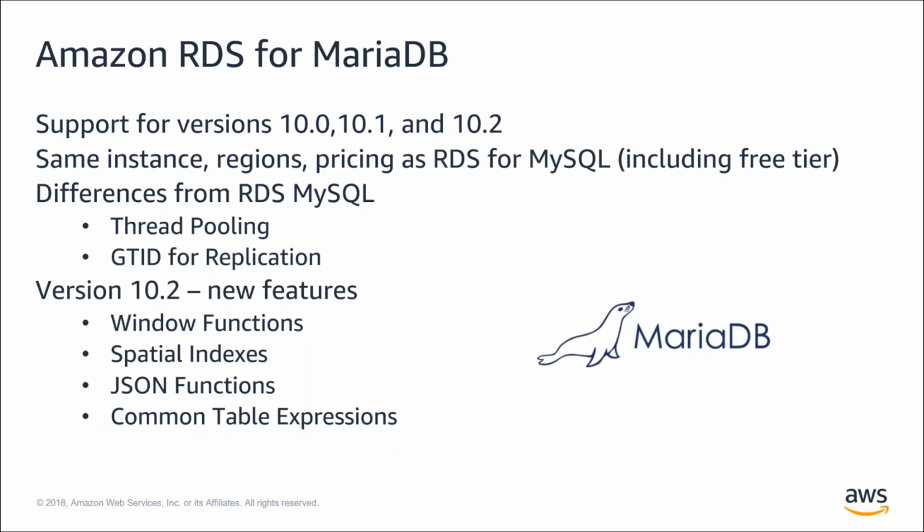There are a couple of differences with MySQL. One is that MariaDB supports thread pooling for high concurrency applications. It also has global transaction identifiers, which make replication more reliable. We recently released support for version 10.2, with some nice new features in that version, including window functions for statistical analysis, spatial indices, JSON functions if you're using JSON data types, and something called common table expressions, which makes complex queries easy to execute.